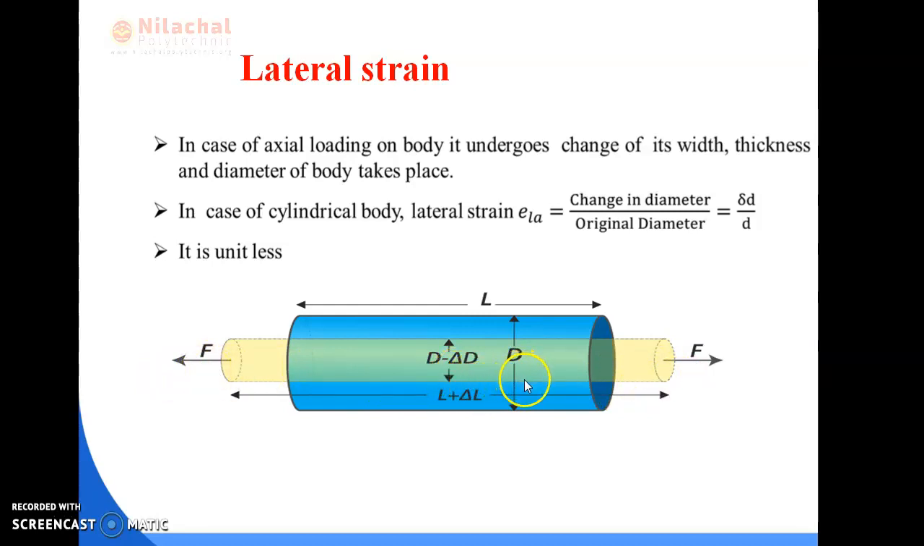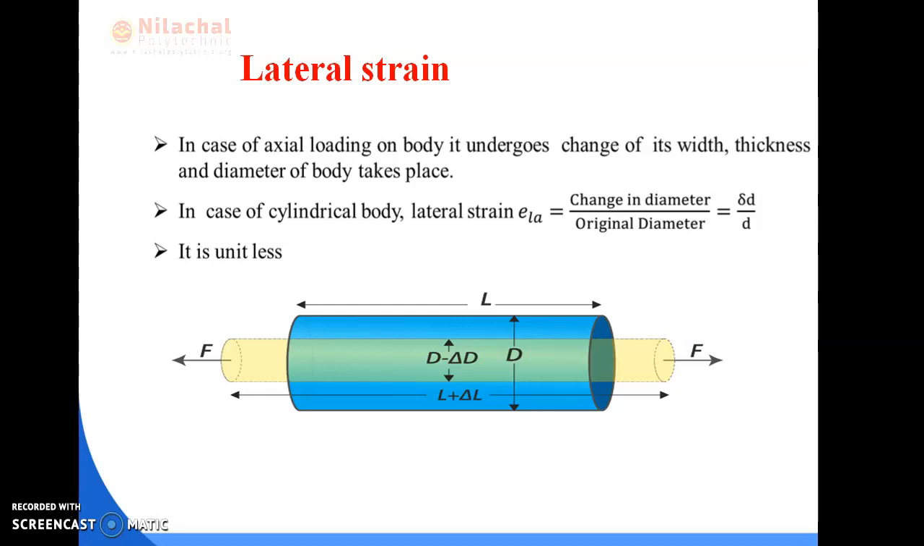Initially it has diameter capital D. Now when we apply the load, a small cross section is caused in the cylinder. As the length increases, we see that the diameter of the cylinder also decreases. So the diameter is the lateral dimension.